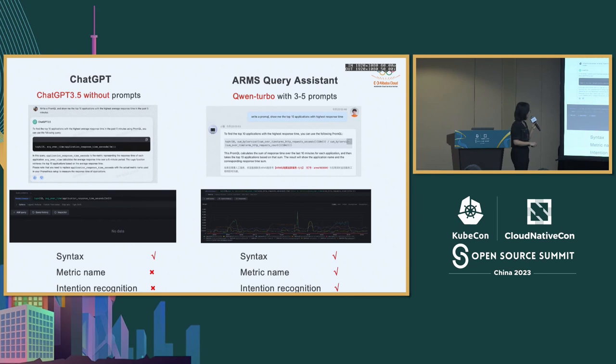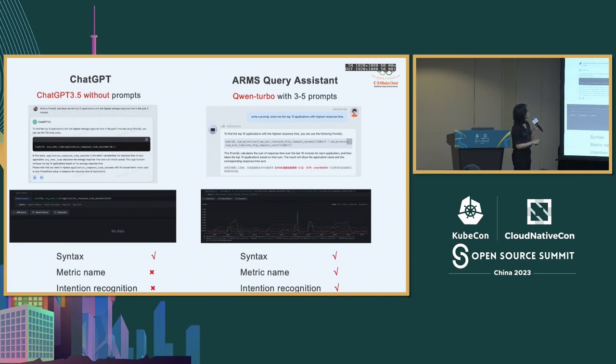Also, the grammar or the syntax is correct, but the metric name is not, because they have no idea what we use in our system. And the intention recognition is wrong, because I am asking for the average response time and it gave me the average per minute. It doesn't make any sense in our scenario.